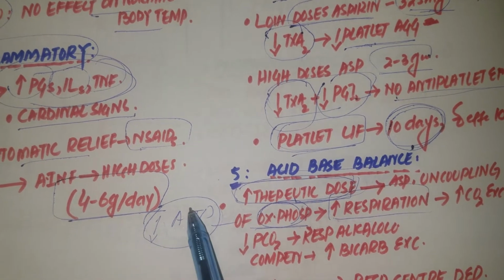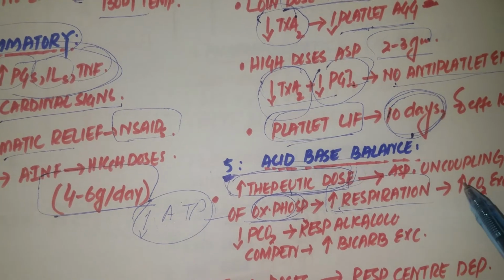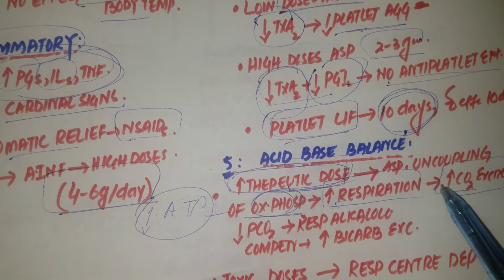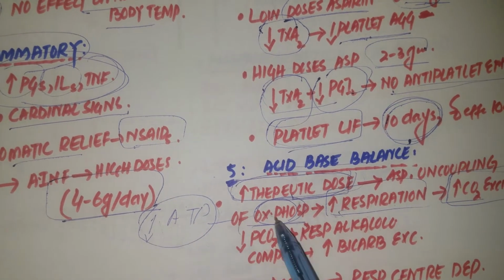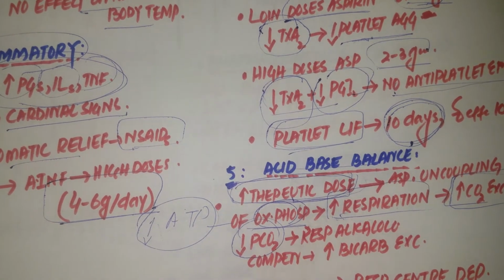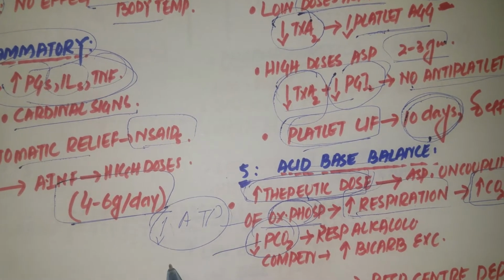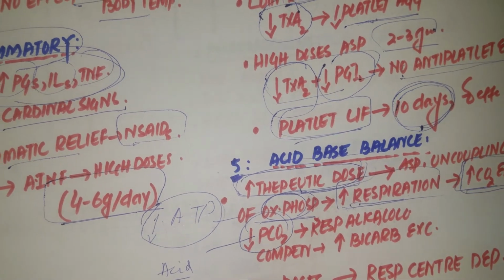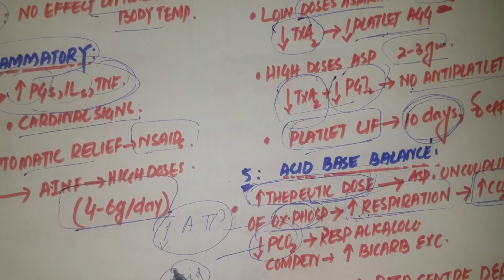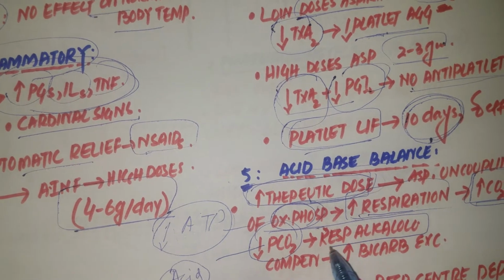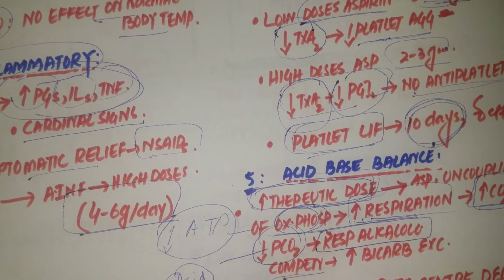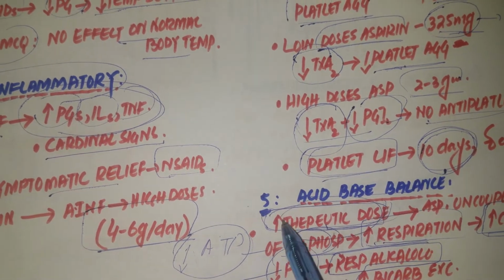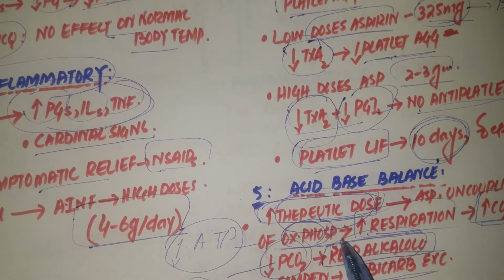produce more ATP. Due to increased respiration, there will be increased excretion of carbon dioxide to the outside environment, and there will be decreased partial pressure of carbon dioxide. As we know that carbon dioxide is acidic, so by increasing respiration and increasing CO2 excretion, we are losing the acid. So there will be a respiratory alkalosis, which is compensated by the loss of bicarbonate excretion. So in therapeutic doses, aspirin causes respiratory alkalosis.